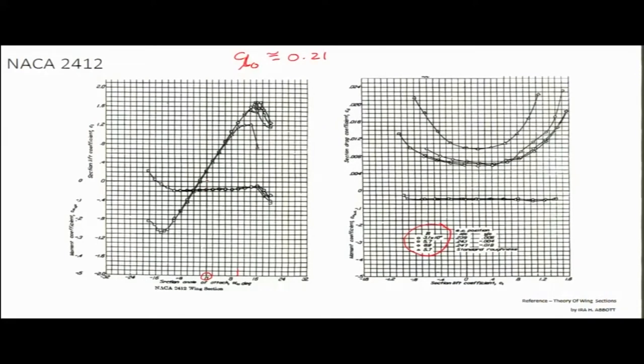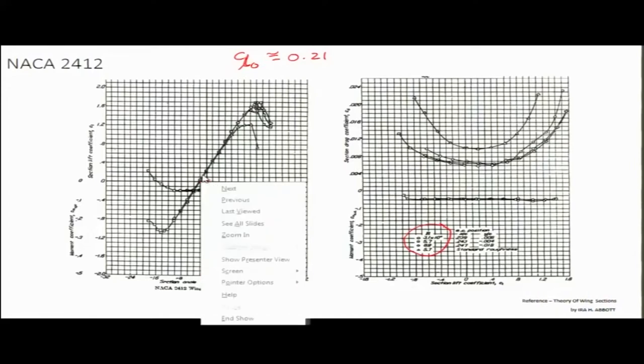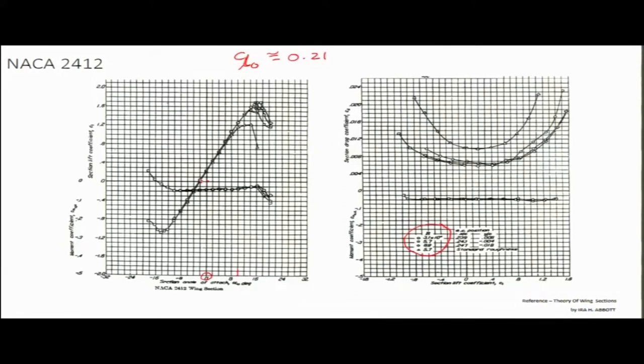Now, this is your origin. Now, you need to find out alpha at which CL is 0. That means this is the point where CL is 0. So, the corresponding angle of attack for this is approximately minus 2 degrees. So, alpha at which CL is equal to 0 is minus 2 degrees. This particular airfoil stalls at an angle of attack of approximately 15 degrees, right.